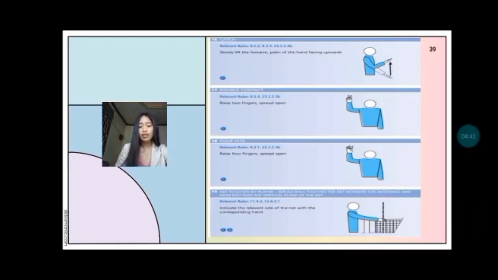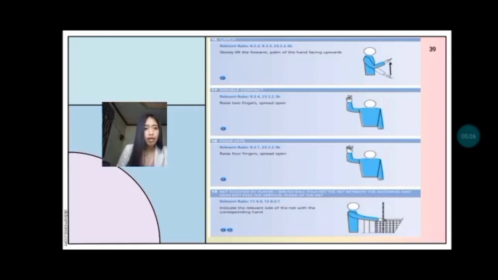Next is the double contact. Double contact means when the player touches the ball twice in a row. Raise 2 fingers, spread open. Next one is the 4 hits. 4 hits is when the team hits the ball 4 times before passing it to the other team. Raise 4 fingers, spread open.